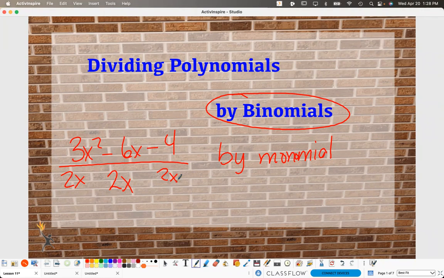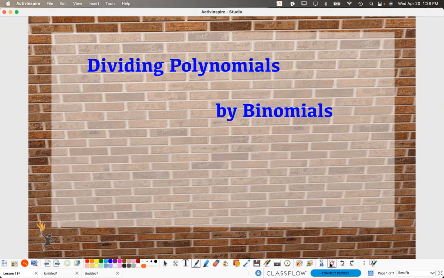Today, instead of having a monomial here, mine is going to have a binomial. It might be the same x squared plus 6x plus 8 all over x plus 2. All right. So the only difference is this has an x plus 2, so 2 separate terms that have to divide out at the same time. So we'll take a look at what that does today to our lesson.